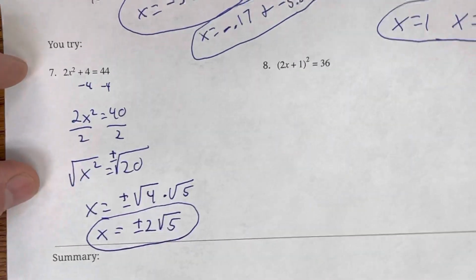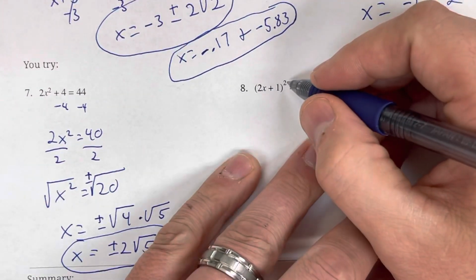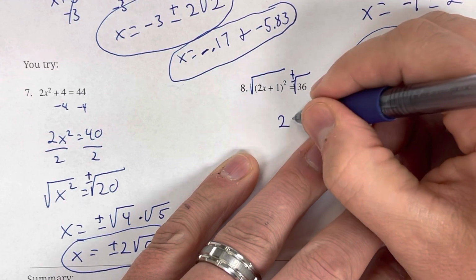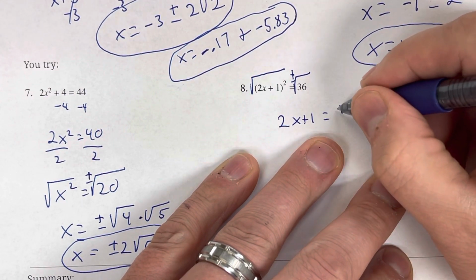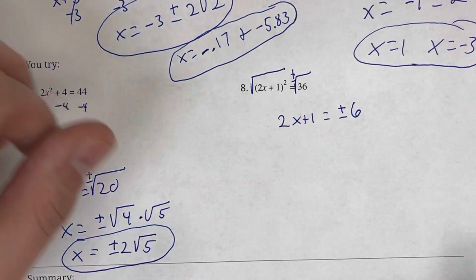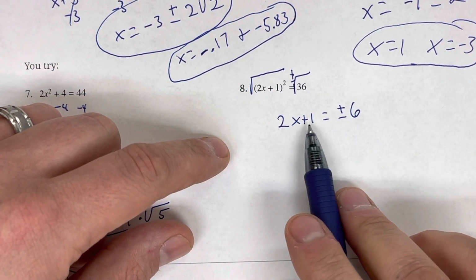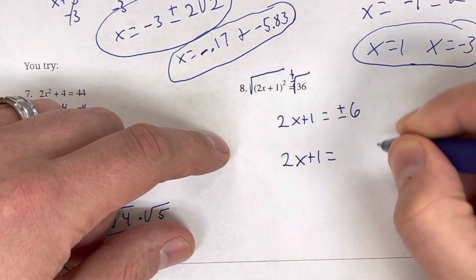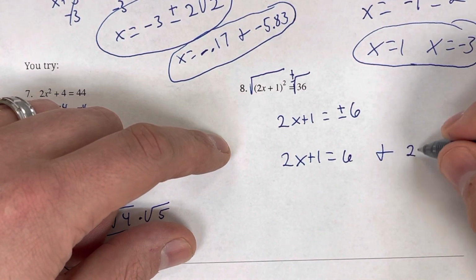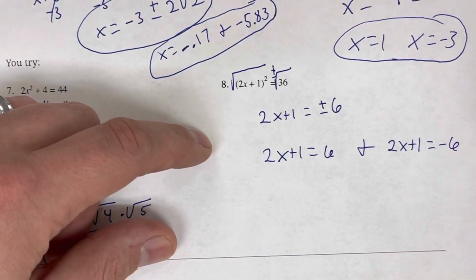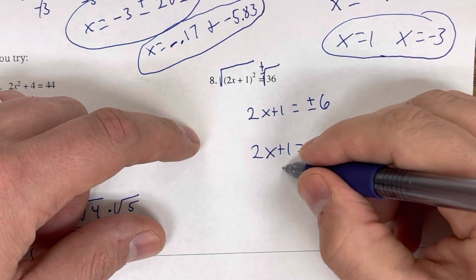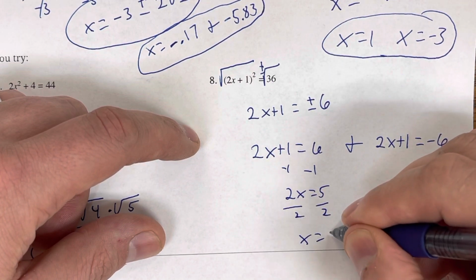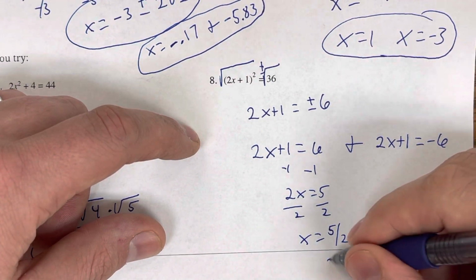Okay, last one. This one has the set of parentheses, so I am going to take the square root right away. Don't forget the plus or minus, so we get 2x plus 1 equals plus or minus 6. Now I have to solve this both ways. This one's a little bit tougher here. I can't just subtract the 1, divide by 2. I'm going to do this in two separate steps. 2x plus 1 equals 6, and 2x plus 1 equals negative 6. Now I can solve both equations. So subtract 1, 2x equals 5, divide by 2, x equals 5 over 2, which is 2.5.